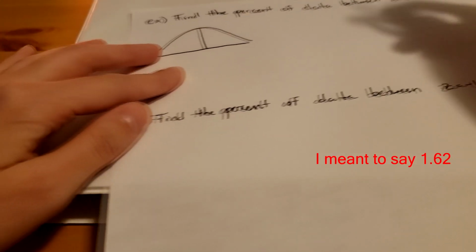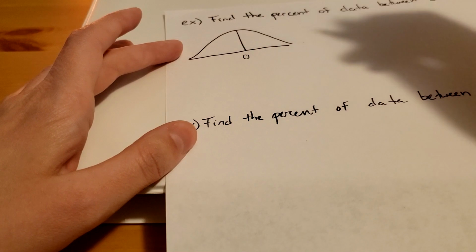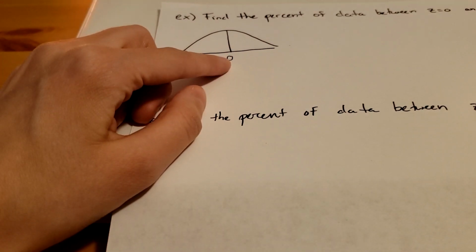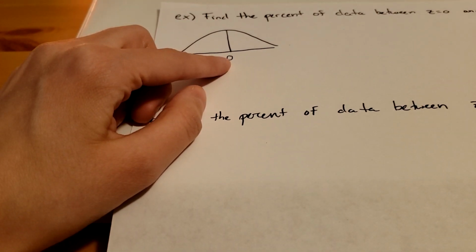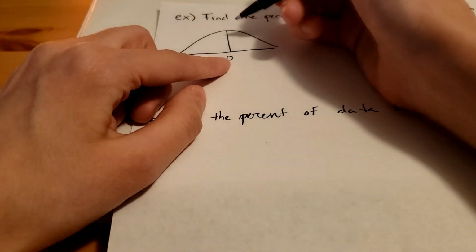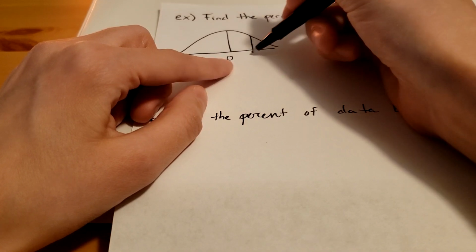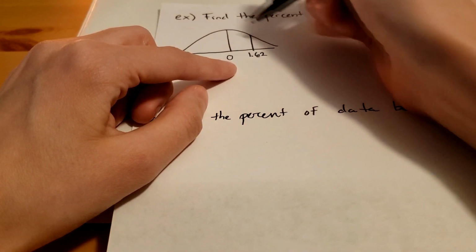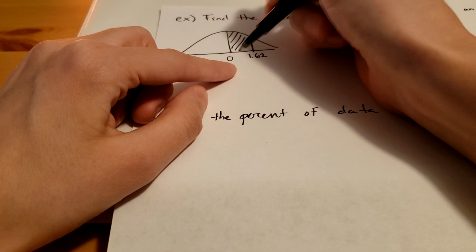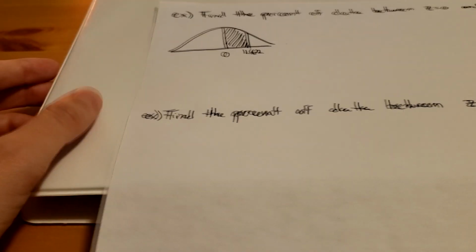So we're asked to find the percent of data between z equal to 0 and z equal to 1.62. Well, our mean is 0, so that's going to go directly in the middle of this standard normal curve, and z equal to 1.62 is a positive number, so it's going to fall to the right of our mean. It's going to be somewhere here, and the area we want to find is this shaded region.